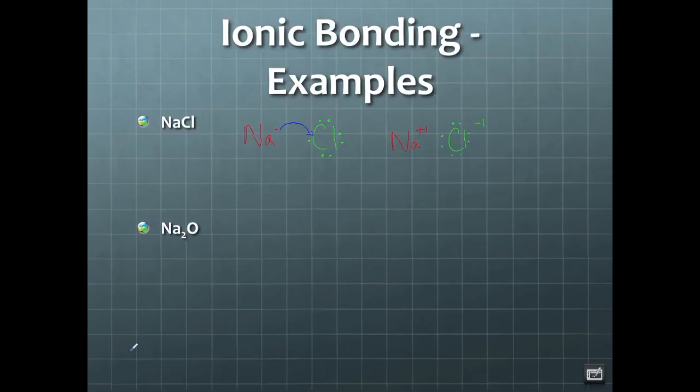If we do something like sodium oxide, the second one, we're still going to start out the same way. We still want to write our Lewis dot structure for each of our individual elements. So sodium is still going to have 1 valence electron, but now we've got 2 sodiums. And then we're going to draw our 1 oxygen atom with its 6 valence electrons for now.